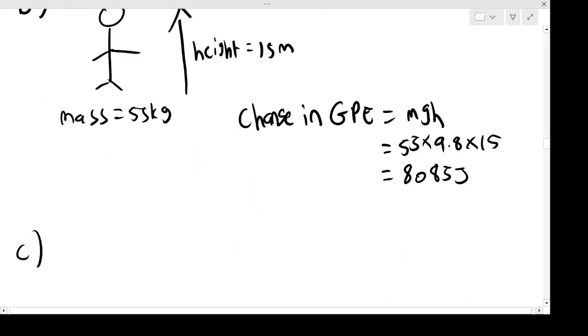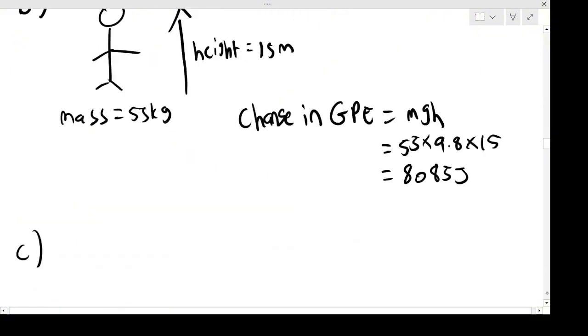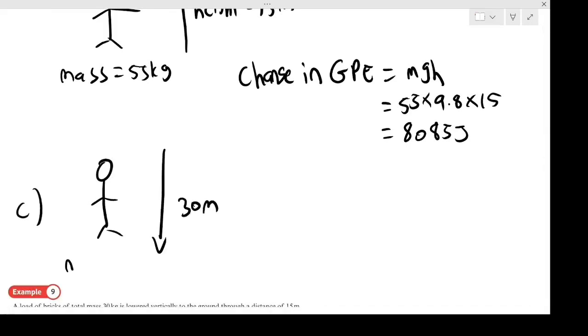Okay, let's have a look at the next question. Now we're told a man of mass 75 kilograms is descending, so going down a distance of 30 meters. Now we have this man here. They're now going down 30 meters. The mass is 75 kilograms.